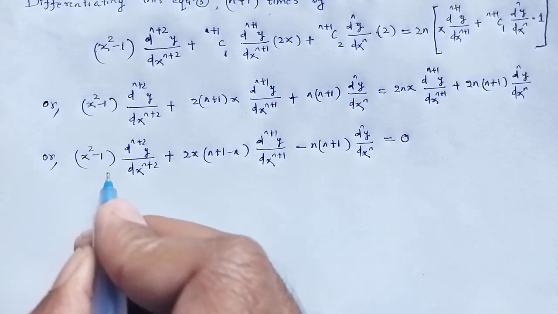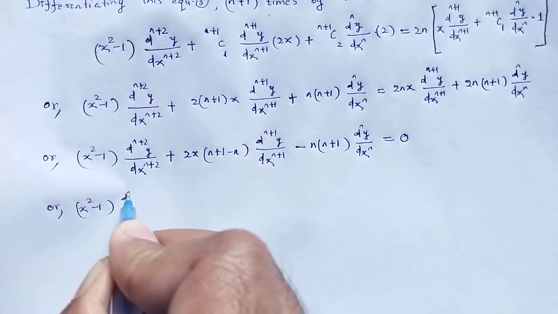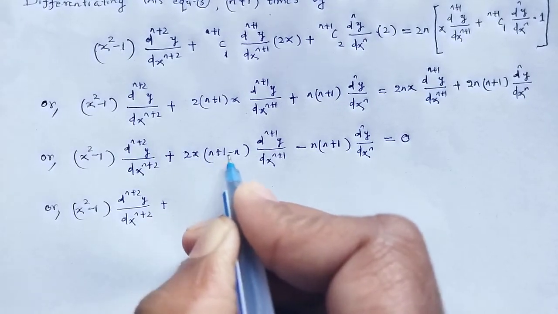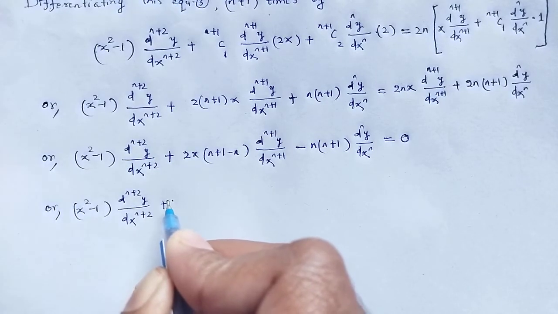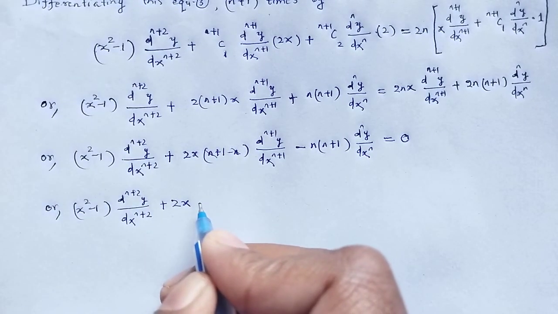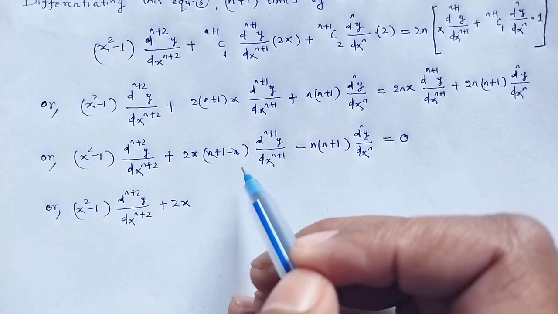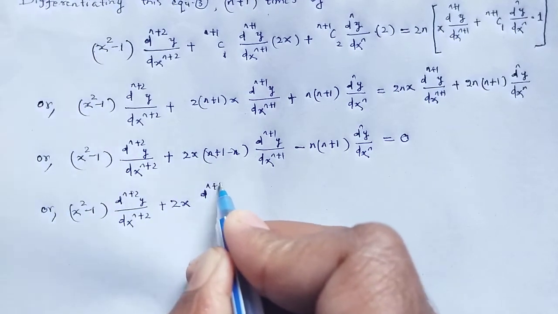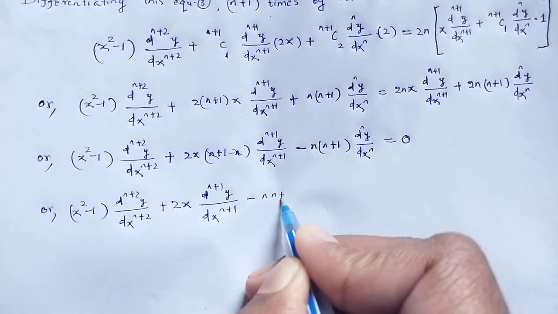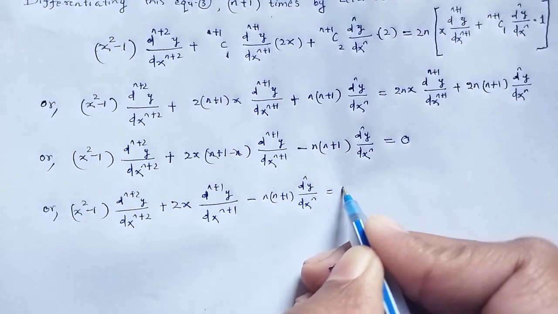Now simplifying that one, that is (x² − 1) dⁿ⁺²y/dxⁿ⁺² plus 2nx, sorry, n cancels out, that is only 2x dⁿ⁺¹y/dxⁿ⁺¹ minus n(n+1) dⁿy/dxⁿ is equal to 0.